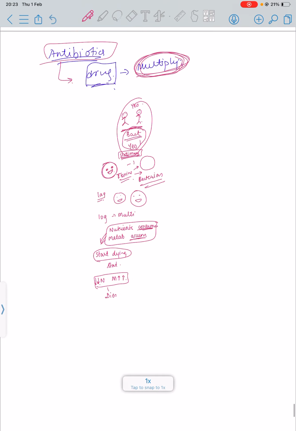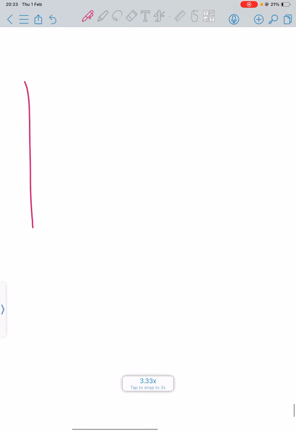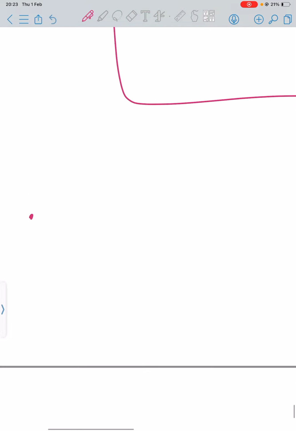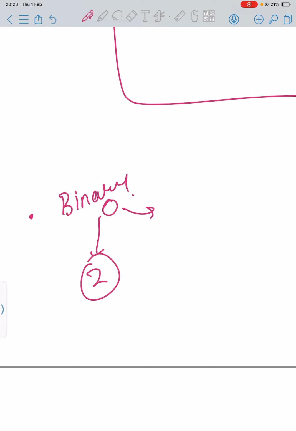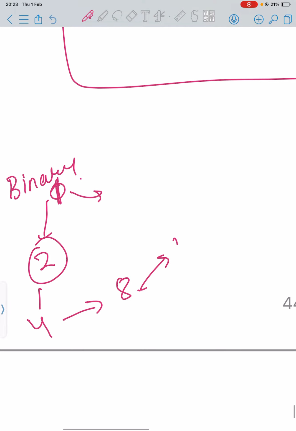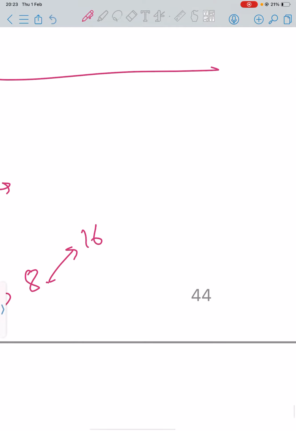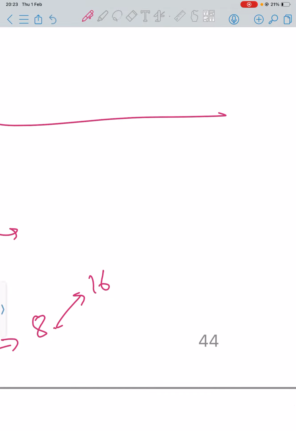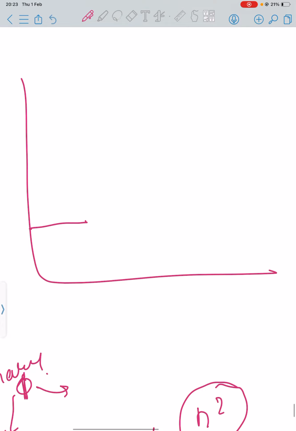Clear? So let me discuss again. Bacteria undergo binary fission. What is binary fission? They multiply into 2. 1 multiplies into 2, 2 multiplies into 4, 4 into 8, 8 into 16, exponential growth. Like this. And their growth is basically in 4 phases. In lag phase, they become bigger in size.